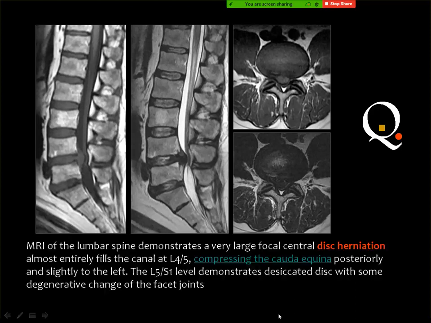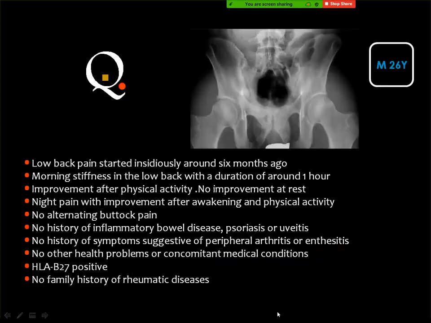Can we say right paracentral? Yes, and actually, if you look carefully here, this foramen is obliterated, and this one is relatively preserved. So this disc is towards the right side. Actually, this is the history.